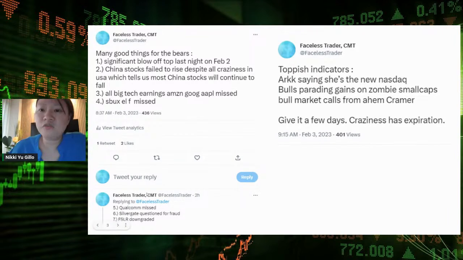At the very least, you've got ARK saying that she's the new NASDAQ, rampaging because of the fund's outperformance today, when in truth, most of the growth stocks are outperforming the NASDAQ primarily because of strong short covering squeezes. And it's not just ARK that's outperforming, basically all the highly unprofitable tech companies. So bulls are now parading gains on zombie small caps, let alone the 0 DTE or 1 DTE call option plays.